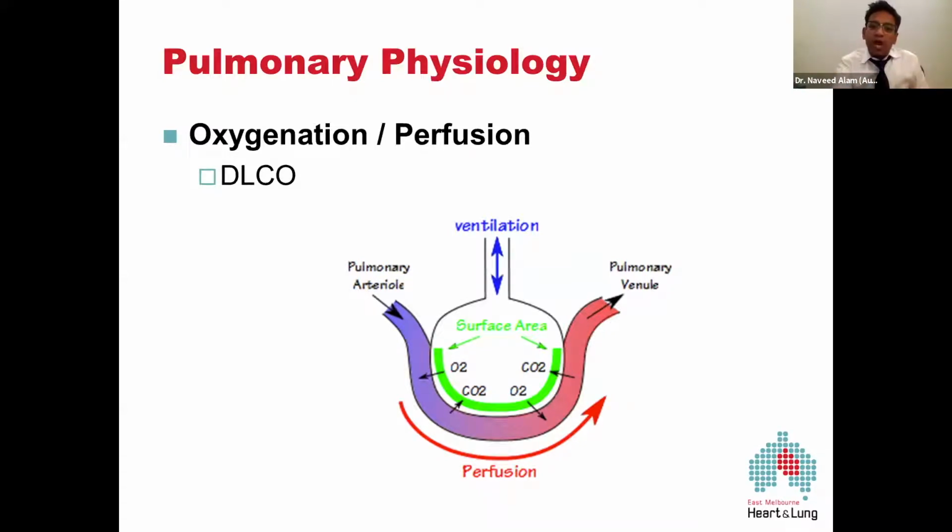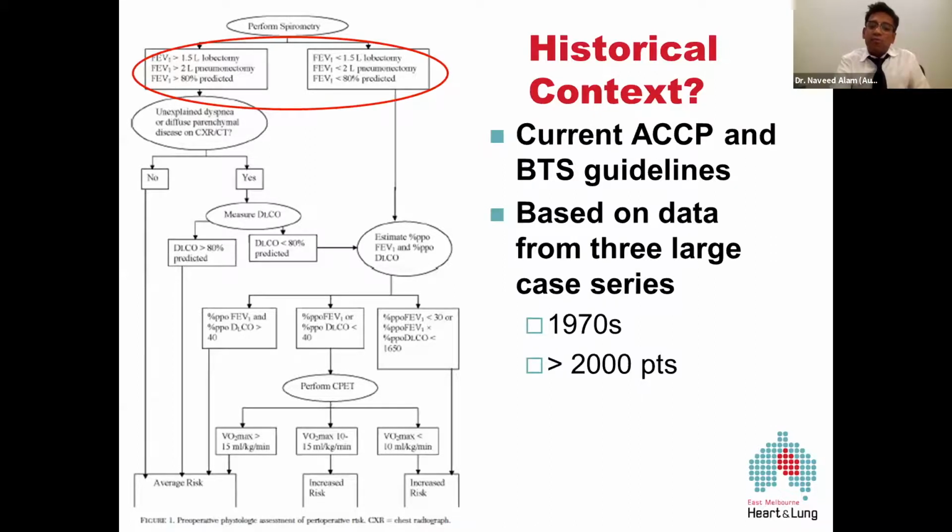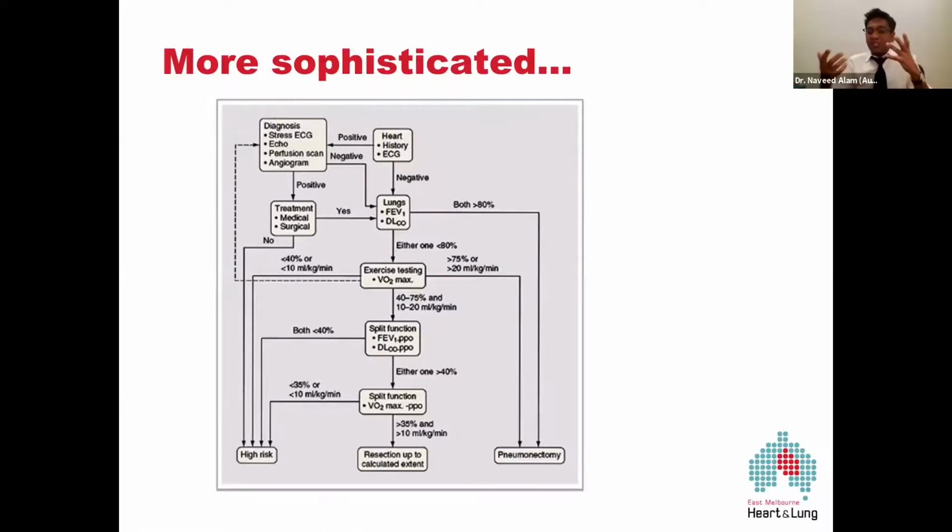So just with that in mind, if we go back to what the current guidelines are, we see things here. And where do these guidelines come from? Well, we say current guidelines, but this is actually just based on data from 3 large case series that were published in the 1970s, well over 2,000 patients. So quite a robust data set in terms of volume of patients to determine who would do well with thoracic surgery. But at the same time, quite old data where we know that modern thoracic surgery practice has changed quite dramatically since that time. So there might be some more sophisticated models that are out now.